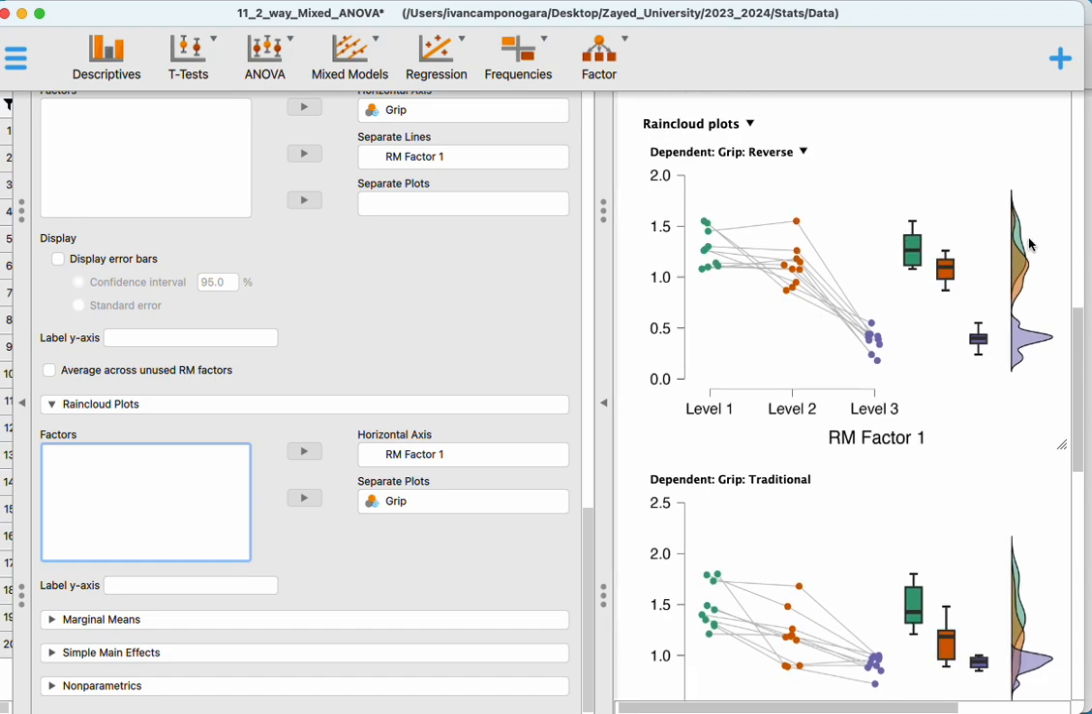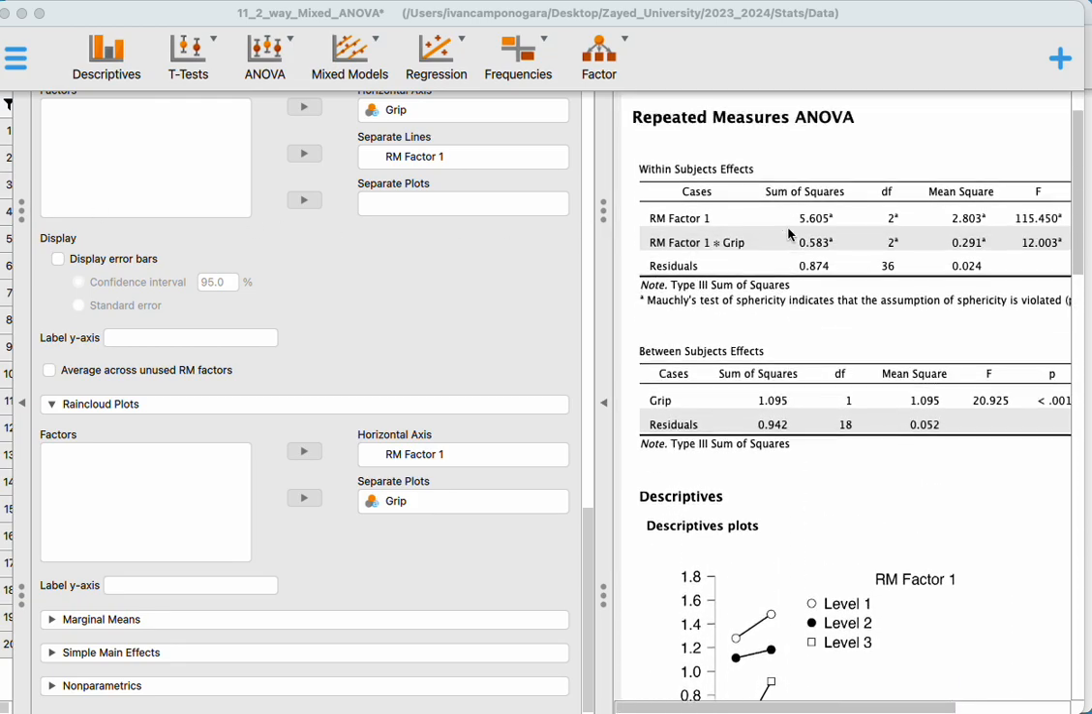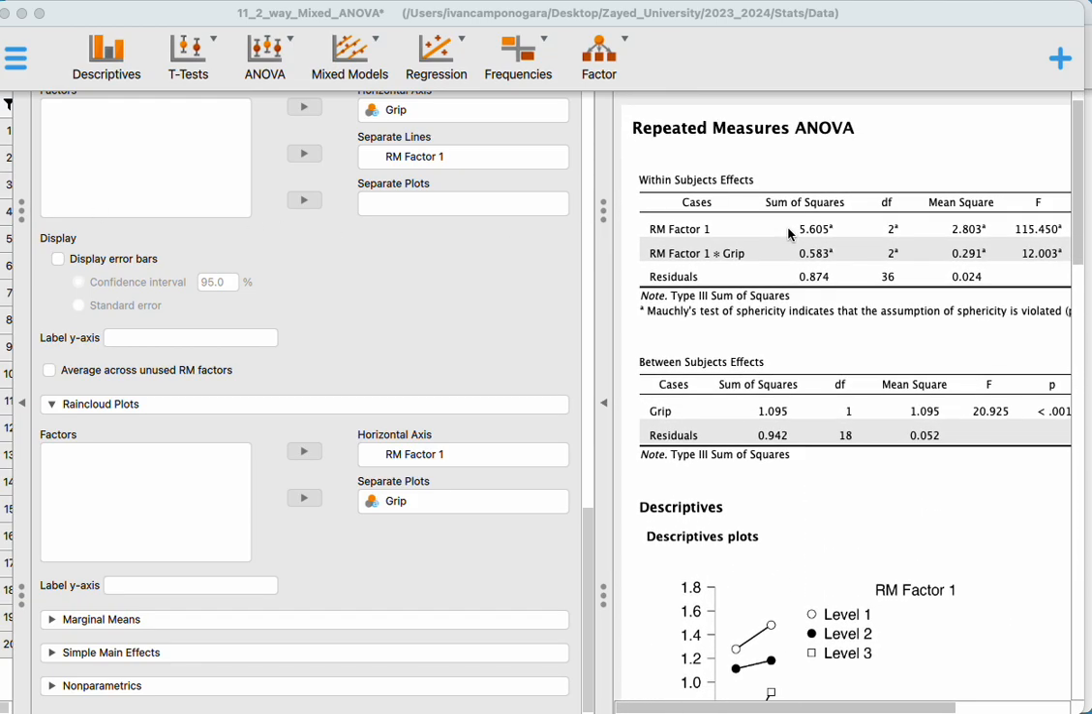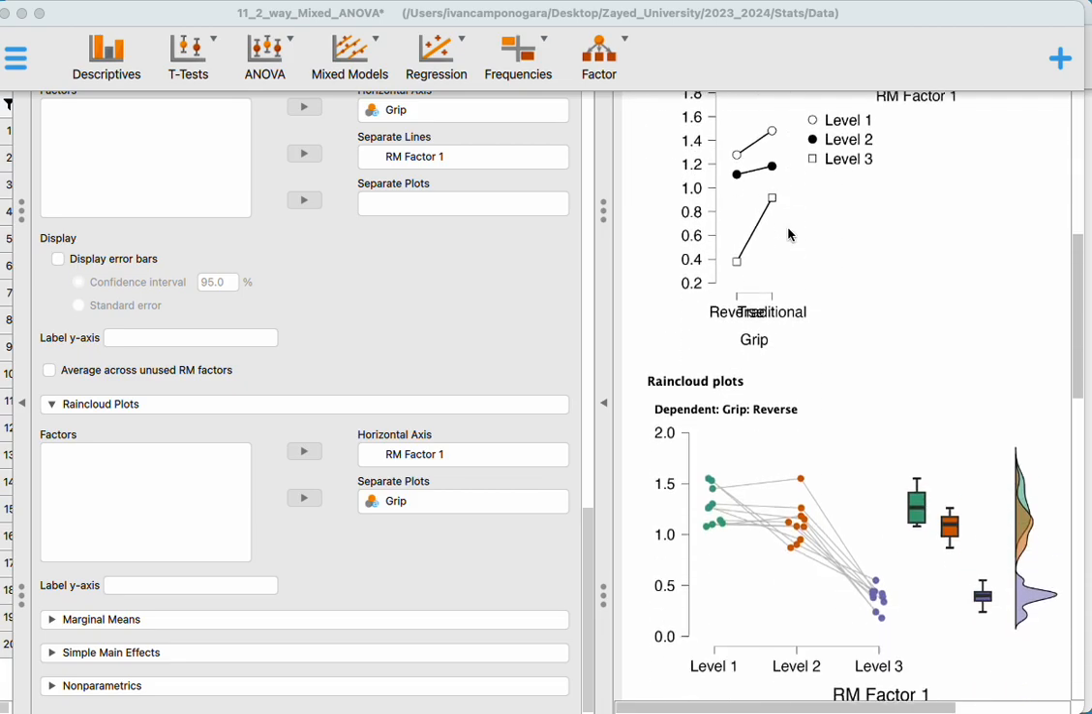Okay. Again, here you have the distributions. You have a bit of weird distribution here. Okay. Just check that again when you have to run the data. But this is the main analysis of repeated measures ANOVA two-way.